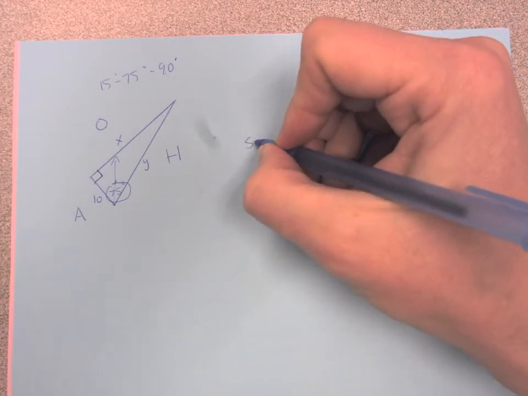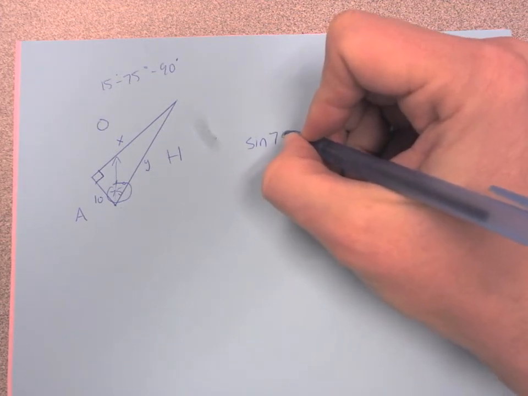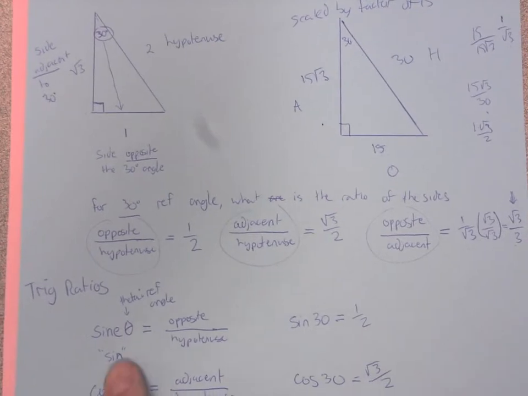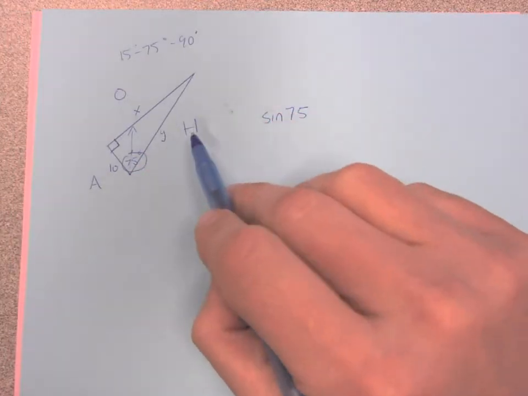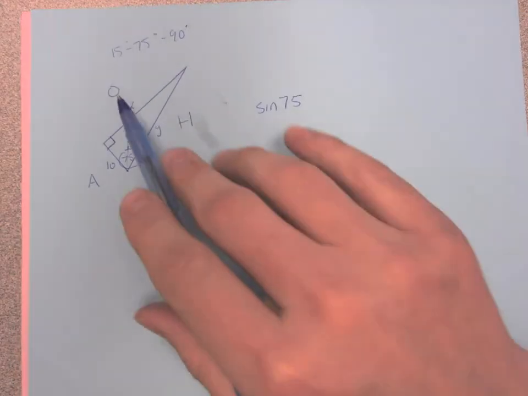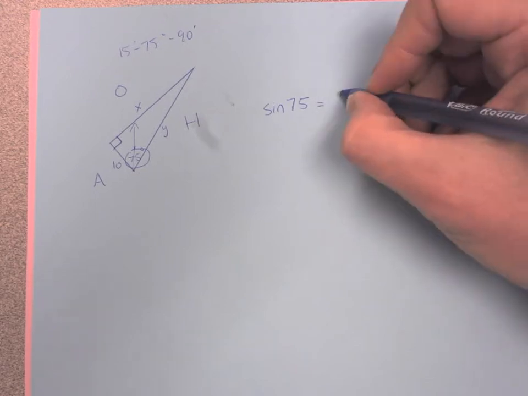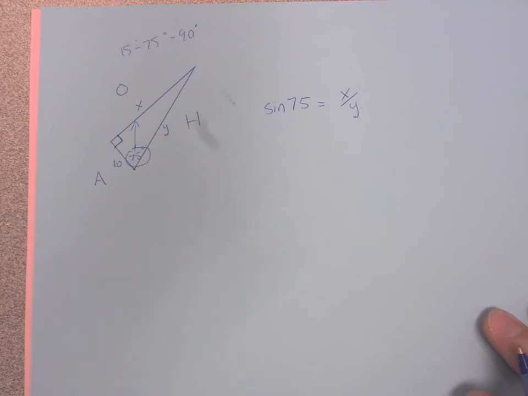Let's start with sine. So the sine of the reference angle, sine 75. Well, if we go back and think about what sine means, sine is the opposite over the hypotenuse. So we look for opposite over hypotenuse. So sine of 75 would equal x over y in this case, the ratio of those two sides. Now our calculator will actually tell us what sine 75 is, and we'll use that in just a second.